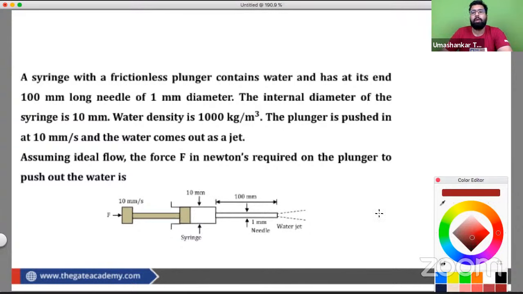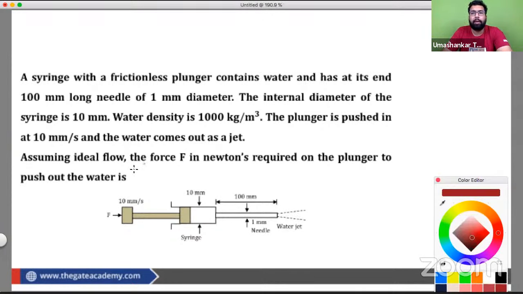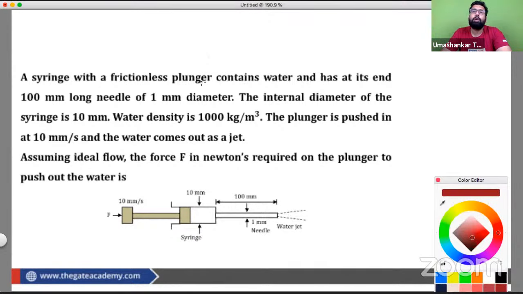So what do we have, beta? We have to find the force on this plunger. From the Bernoulli equation, we can find the pressure, right? Now, what is to be multiplied with the pressure in order to make it the force? Obviously, we have to multiply the area.